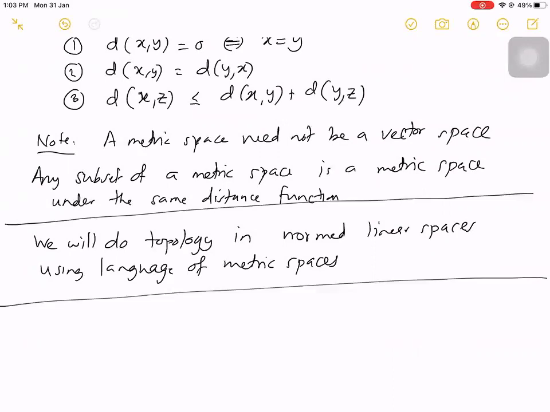Sir, yes. So the previous point was that any subset of a metric space is a metric space, but any subset of a vector space is not a vector space, right? Yes, you can just see. I mean, you need not have zero in there. Just take any arbitrary subset.